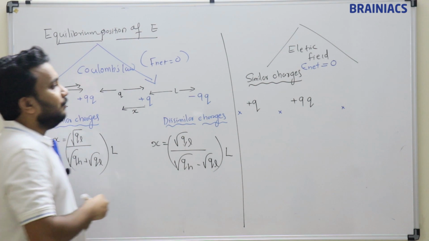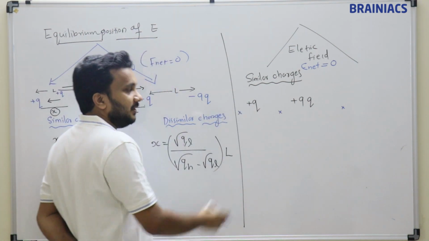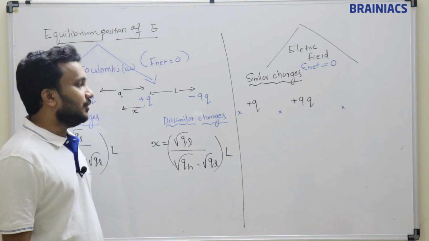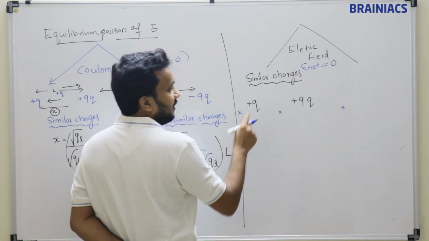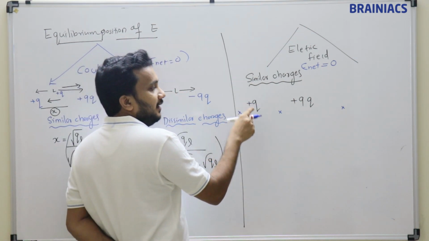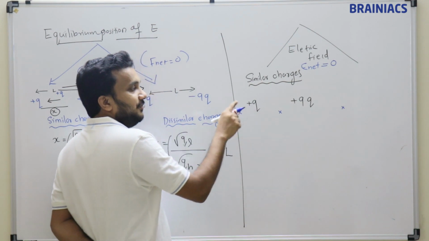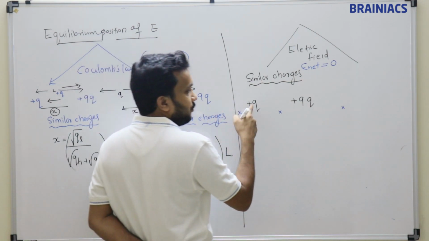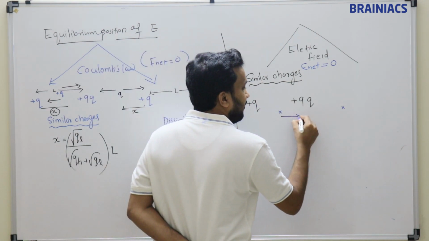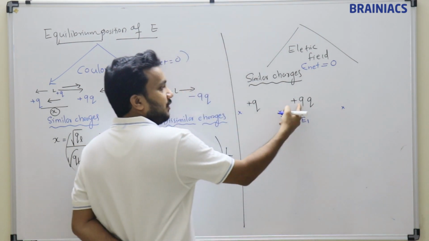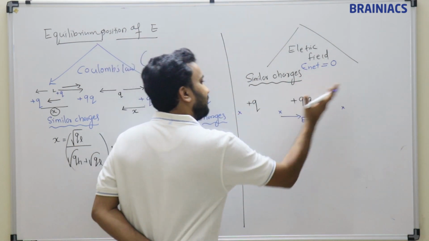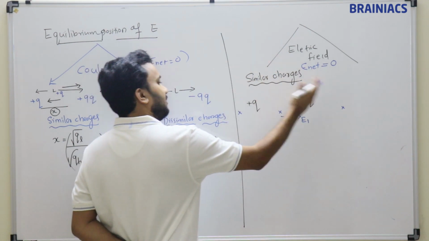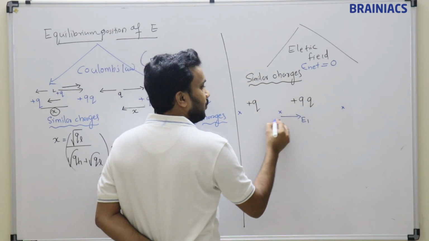Okay, so now we will take the middle position, then we will move to left and right. If it is in the middle position, as I told before, the electric field lines are away from the charges. So because of plus q, one electric field will be towards the right side. Because of 9q, always electric fields are away from the charges, so because of 9q, it is towards left.